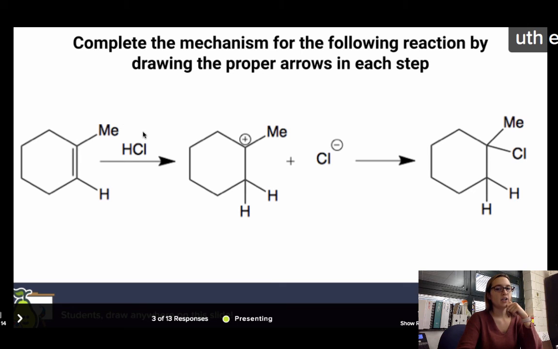So again, here's a hint. You're going to have 2 arrows in this first step. You're going to have 1 arrow in this middle step. You're not going to have anything over here because that's your final product.